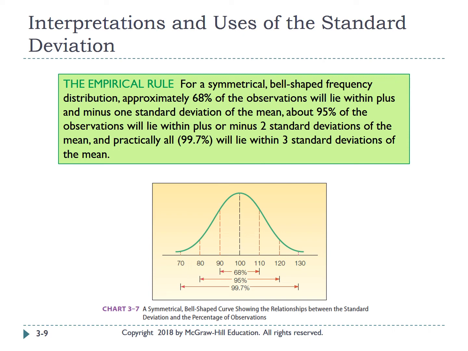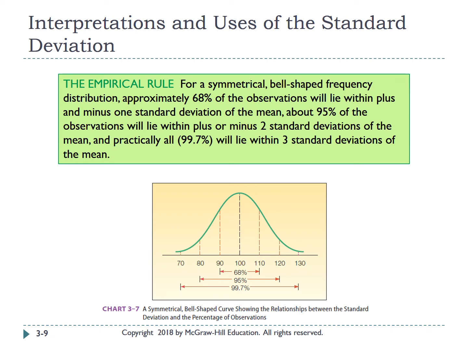It means that about 95% of the observations will lie within mu minus 2 times sigma and mu plus 2 times sigma. And practically all, 99.7%, will lie within 3 standard deviations of the mean. It means that about 99.7% will lie within mu minus 3 times sigma and mu plus 3 times sigma. Refer to the below graph.